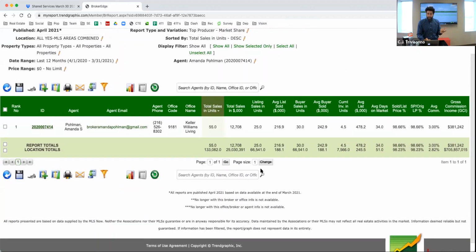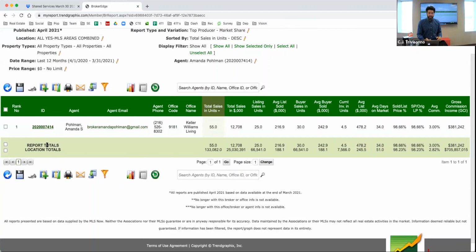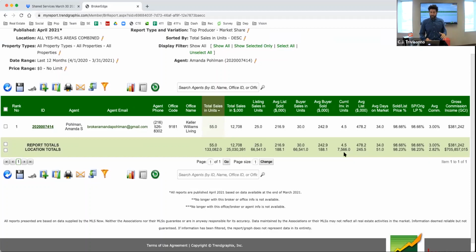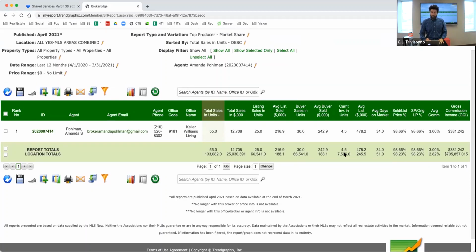Okay, so now what I'm going to show you guys, and see on the bottom left by my mouse where it says report totals and location totals. Might be easier if I point here. So the location totals, wait, is that going to make sense in this one? No, let's pause that. Okay, I'll show you that in a minute. It'll be easier. It's going to show averages. No, I guess this does work.